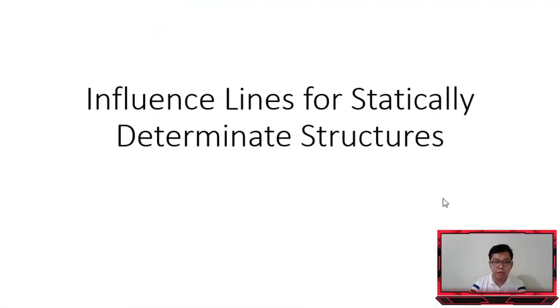I'll be discussing this topic, influence lines for statically determinate structures. Originally, I was asked to discuss the structural analysis of beams and trusses. But I think you can already handle that, since solving the reactions of beams and trusses was already discussed in statics. In fact, I was also a statics instructor last semester, so I discussed the reactions and analysis of beams and trusses.